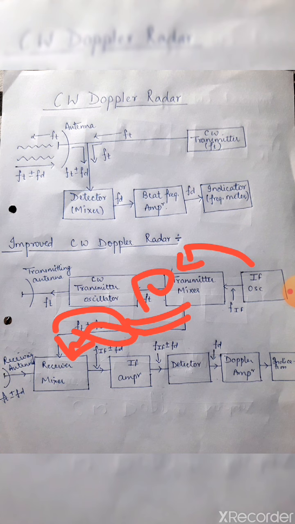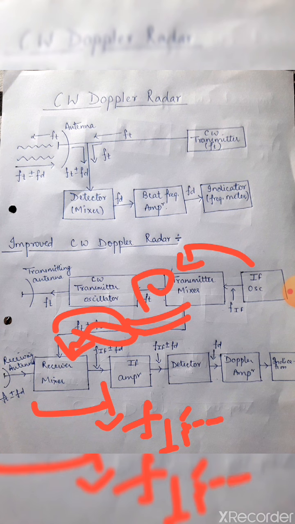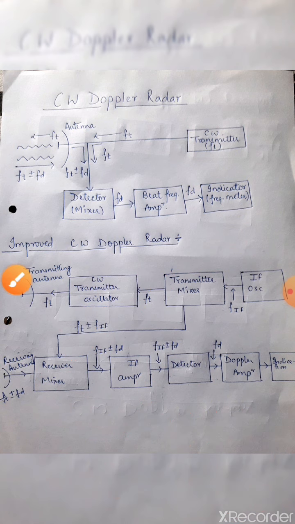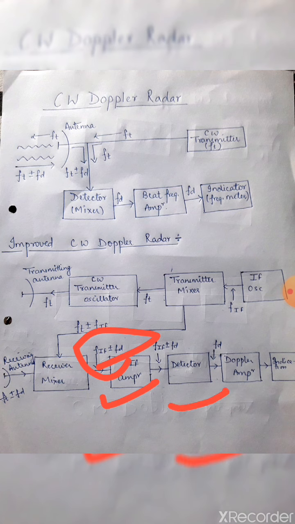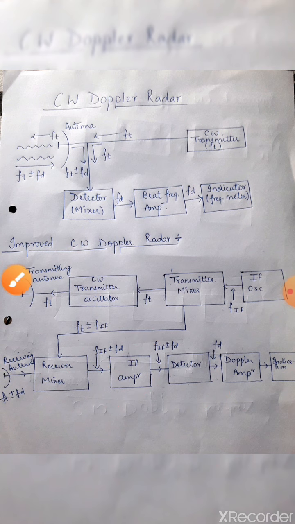The output of the receiver mixer is the intermediate frequency, Fif plus minus Fd. This is fed to and amplified in the IF amplifier. After this, it is detected by the detector, and the amplified output is demodulated to obtain the Doppler frequency, and we will get the required frequency. Hope you all understand.